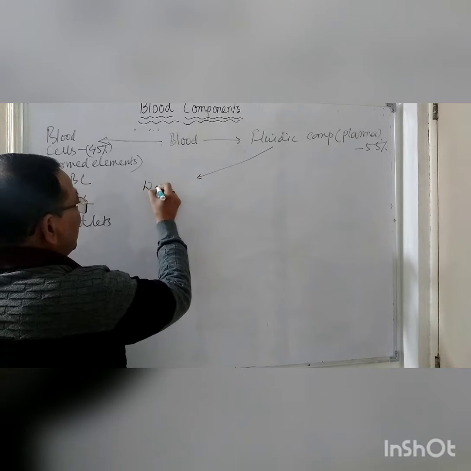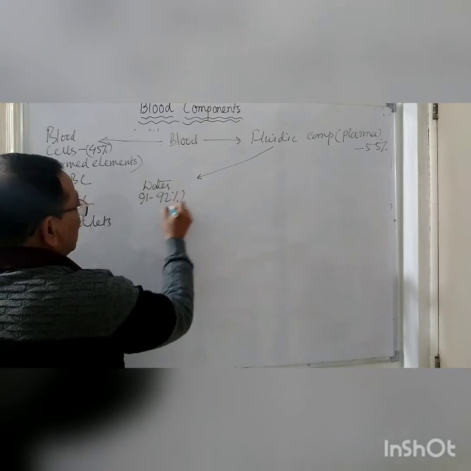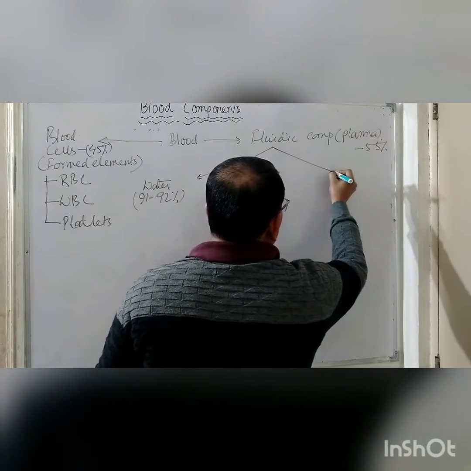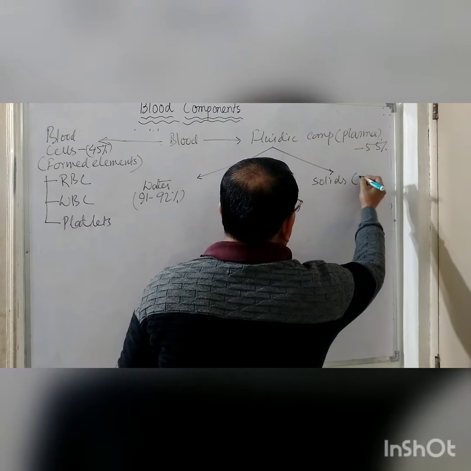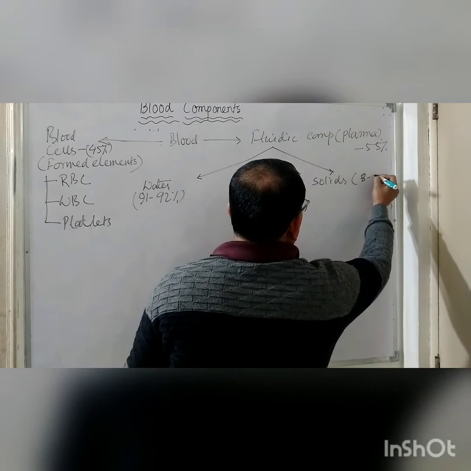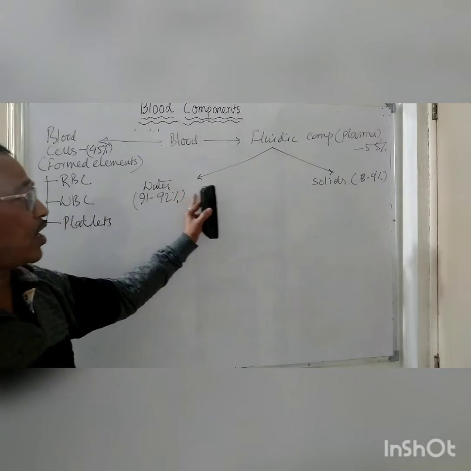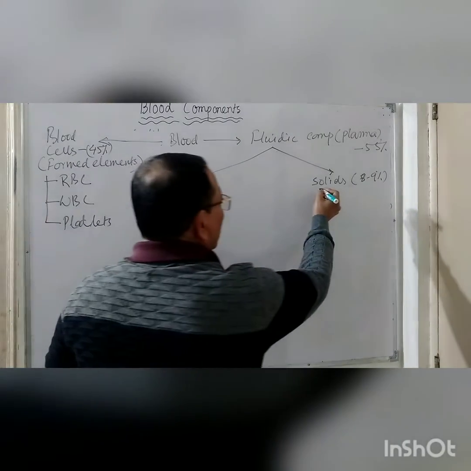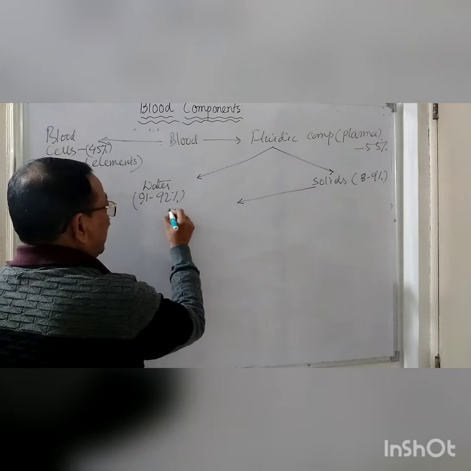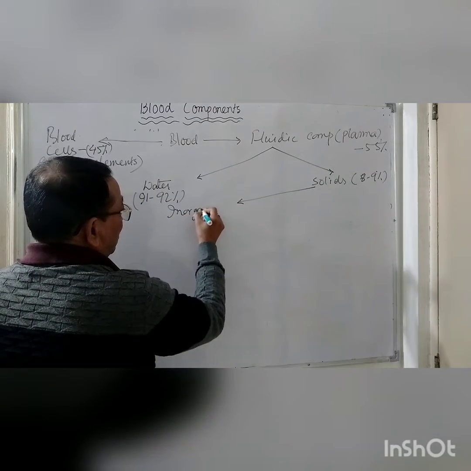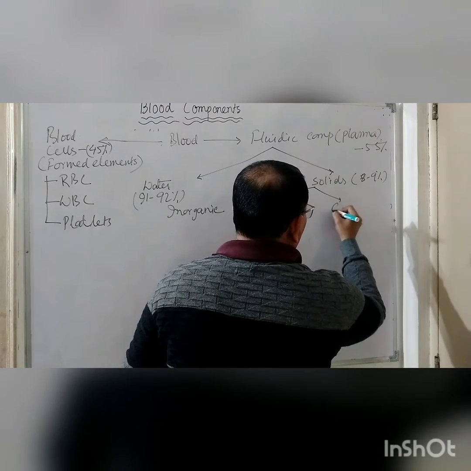One is the water, mainly the water, that is 91 to 92%, and the remaining part of the plasma is solids, which is around 8 to 9%. So plasma has two components, water mainly and the solids. Solids contain two types. First one is the inorganic component, and second one is the organic component.